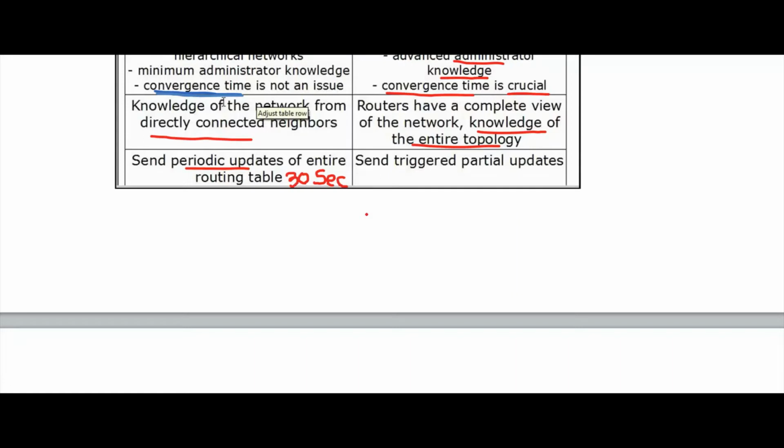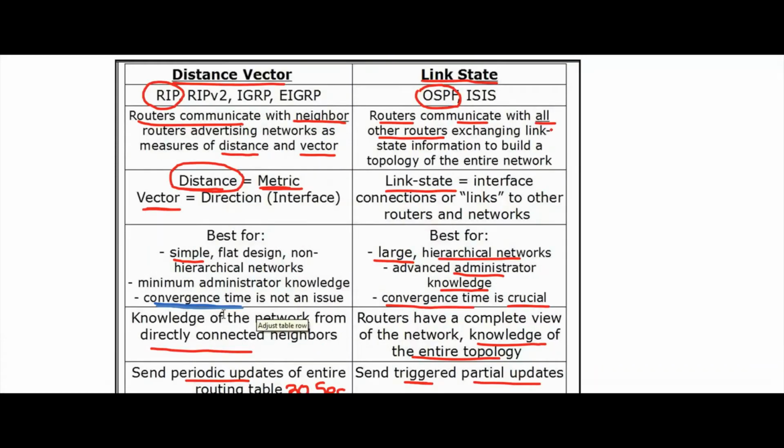But here it is not like that. The updates will be sent whenever triggered, whenever needed. Otherwise it will not send the packets. The routing protocol is not going to send unnecessary packets. Whenever needed, it will send the packets. So this is the basic difference between distance vector and link state routing protocols.